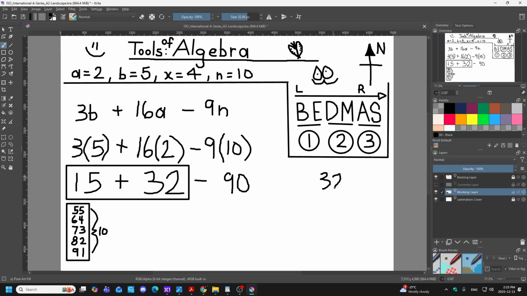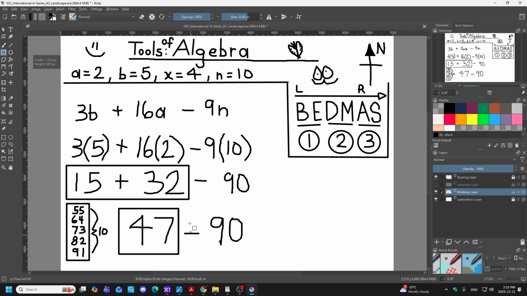So, 32 plus 15, that's 7 and 4, 47. Okay, there we go. We got this done. But don't forget your negative 90. Okay, that still exists. We haven't done anything yet. It was just kind of waiting and hanging out. So we're left with a positive 47, right? And we have 2 whole numbers. One's a positive and one's a negative.